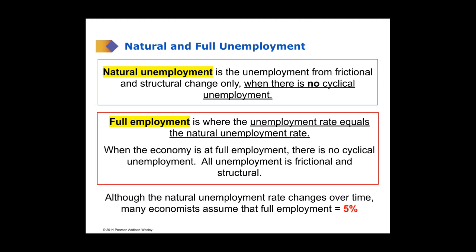A lot of times, you'll hear economists reference 5% as the assumption for full employment, and there's really no magic to that number. It's just a number that they've kind of used over the years, and has become accepted. Although you can have full employment with unemployment greater than 5%, or you can have less than full employment with less than 5%.